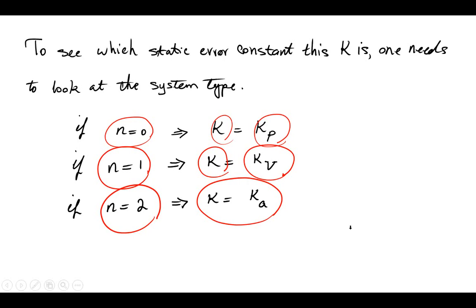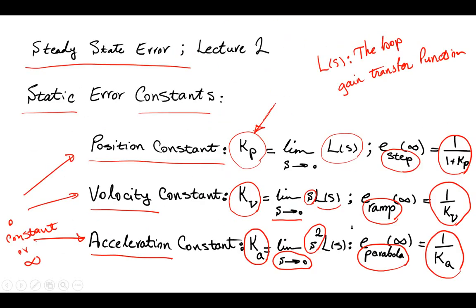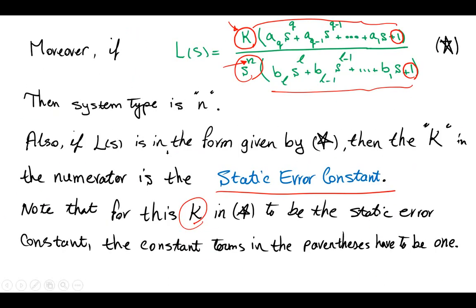And these can be confirmed using these relations which we have for Kp, Kv, and Ka. For example, if we set s going to 0, then s going to 0 will make this whole parenthesis in here 1, because the non-constant terms will become 0 and 1 will remain. All these will cancel and 1 will remain.